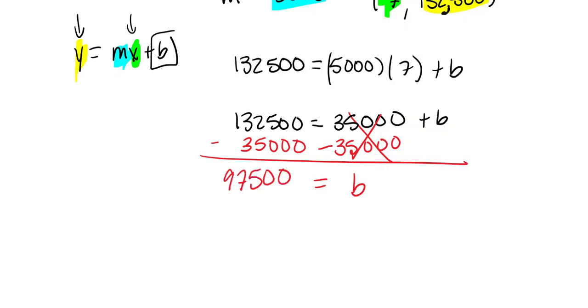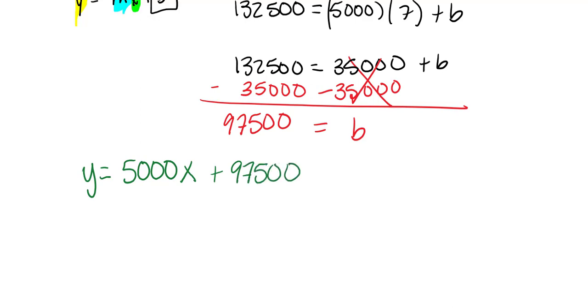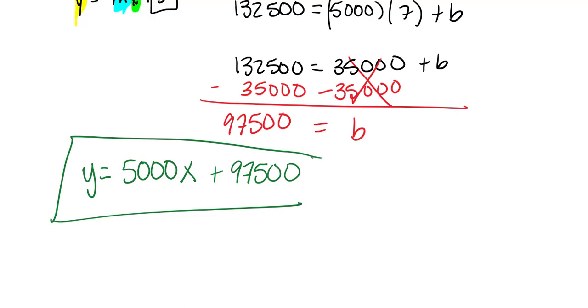So what does our actual equation look like now? Our equation actually looks like this. So we put the 5,000 for m. We have an x plus 97,500. So what does that mean? Well, that means when x was 0, this all crosses out. So when the house was first put on the market, it was probably around 97,500. And then it just went up about 5,000 every year.